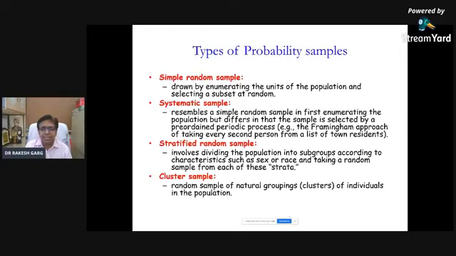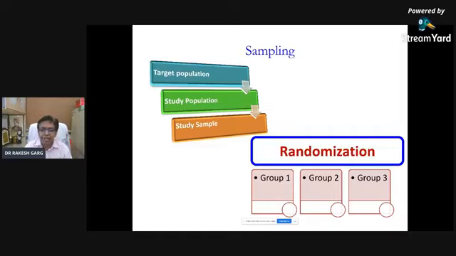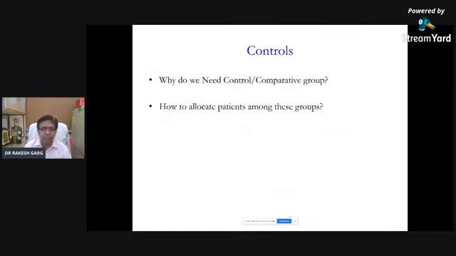Probability sampling depends upon the type or design of a study. It could be simple random, or sometimes we need to stratify them. For example, if your outcomes may be affected by young age versus elderly age, and you have included 18 to 60 years, you can stratify them between 18 to 45 and 45 to 60, so that you have a comparable number of people in the two groups. So we need to have a target population. We define a study population and then pick up a study sample from it. And finally, we randomize them into groups as per our requirement.